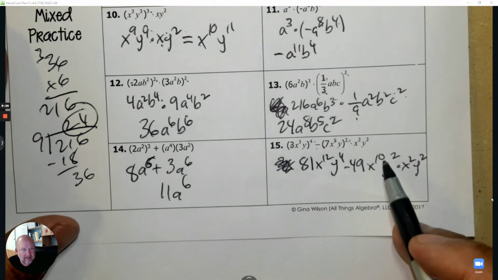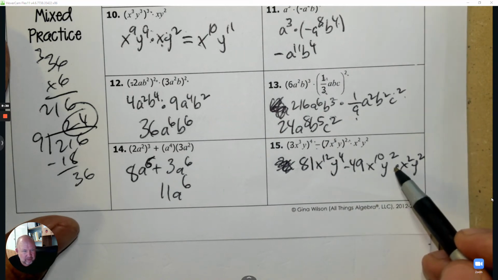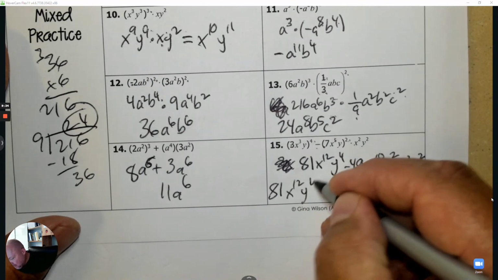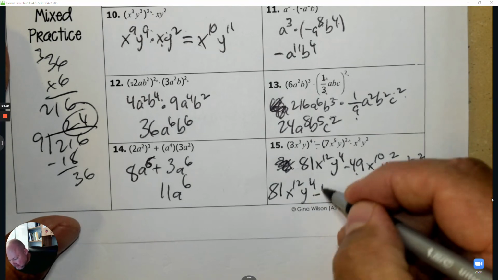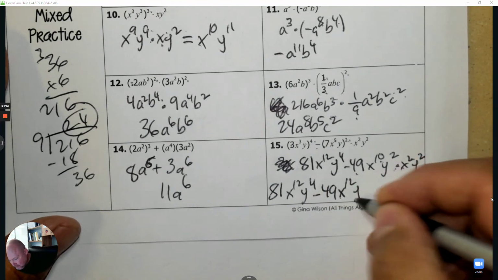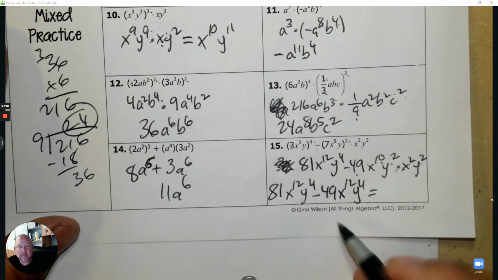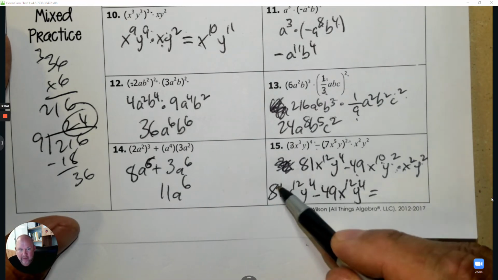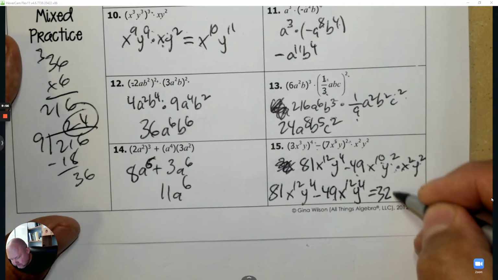All right, now we've taken care of that. And now we're multiplying first. So we have 81, x to the 12th, y to the 4th. 49 times 1 is just 49. 10 plus 2 is 12. 2 plus 2 is 4. All right, do these match at all? They do. So 81 take away 49, which is 32.